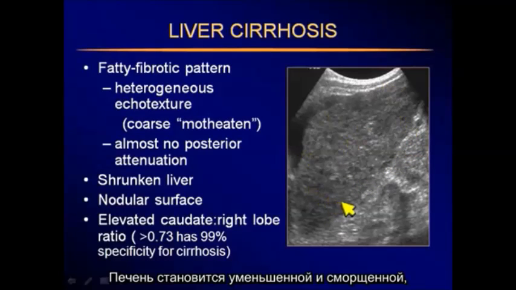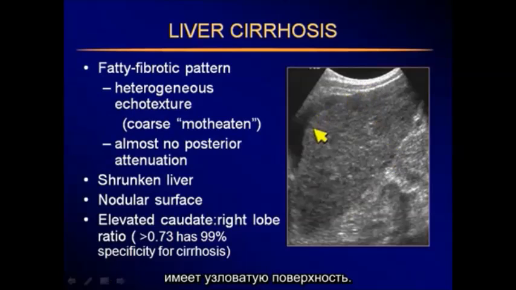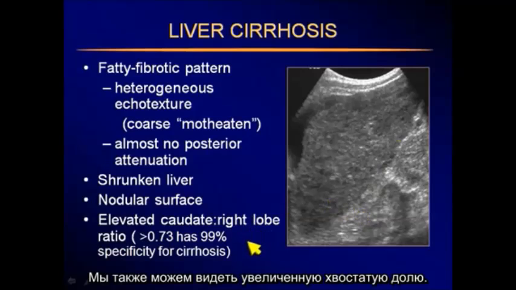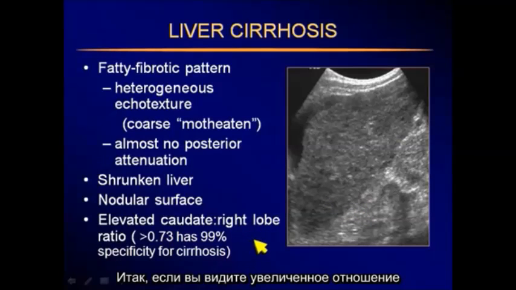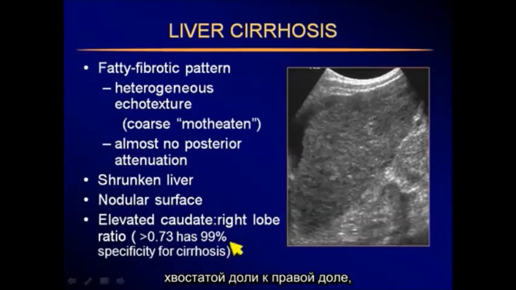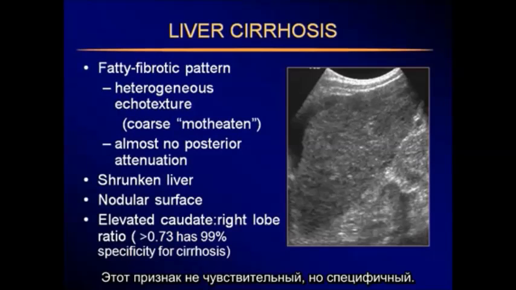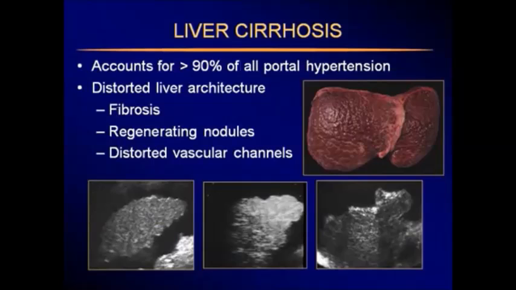The livers tend to be small and shrunken. They have a nodular surface. Often there's ascites to help us delineate the surface. And these are the livers where we can see the enlarged caudate. So if you see an enlarged caudate to right lobe ratio, and if it's over 0.73, that's a 99% specificity for cirrhosis. It's not sensitive, but it is specific.